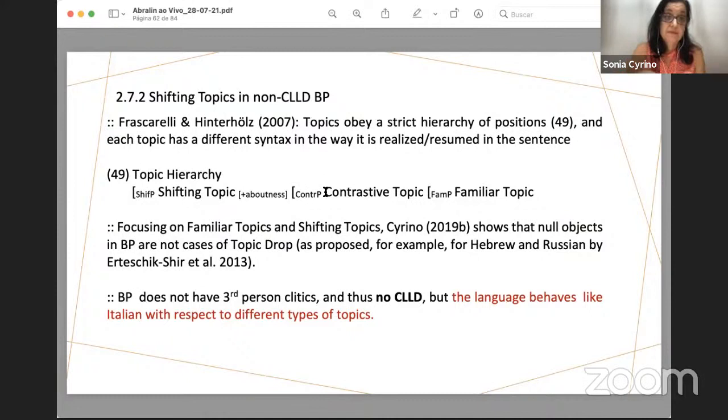Because maybe that would have some explanation. But Brazilian Portuguese doesn't have third person clitics, so we don't have clitic left dislocation. And shifting topics occur with clitic left dislocation in Italian. So Brazilian Portuguese doesn't have third person clitics and doesn't have clitic left dislocation, but the language behaves like Italian with respect to different types of topics and not like Hebrew.